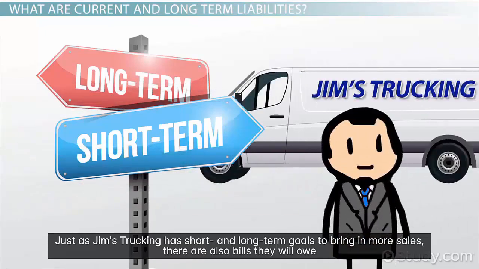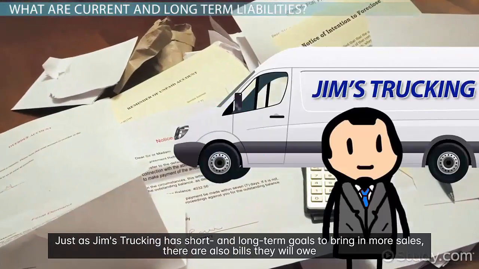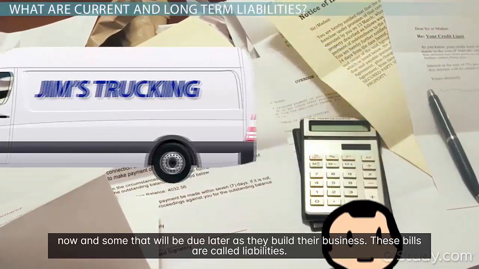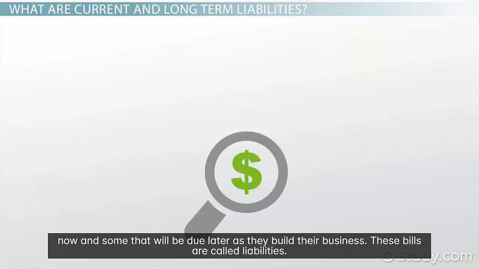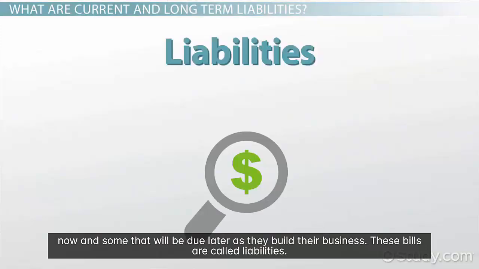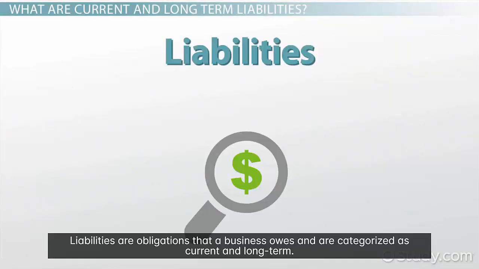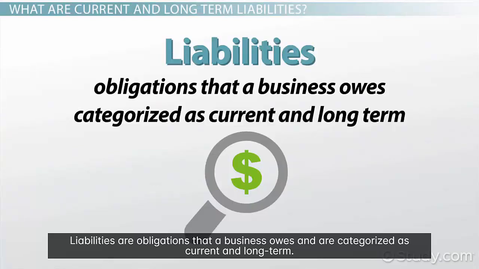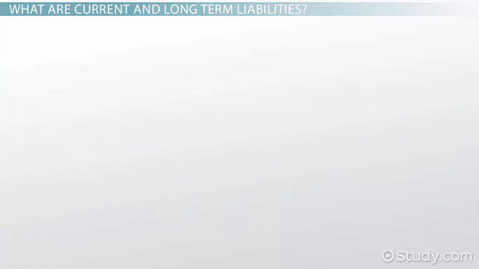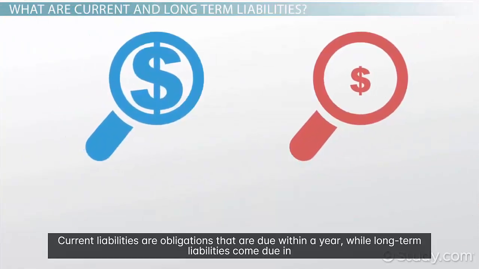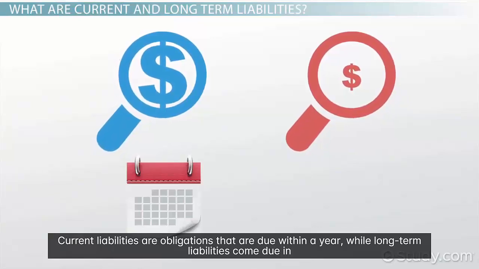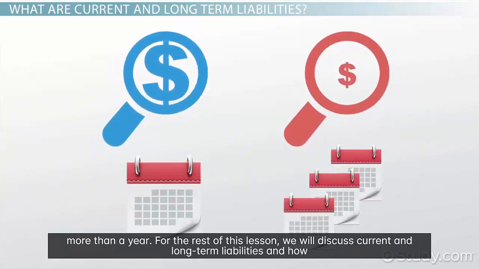Just as Jim's Trucking has short and long-term goals to bring in more sales, there are also bills they will owe now, and some that will be due later as they build their business. These bills are called liabilities. Liabilities are obligations that a business owes and are categorized as current and long-term. Current liabilities are obligations that are due within a year, while long-term liabilities come due in more than a year.